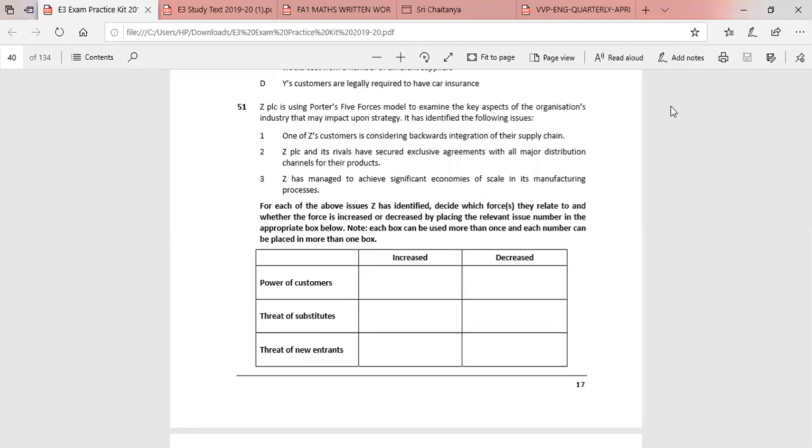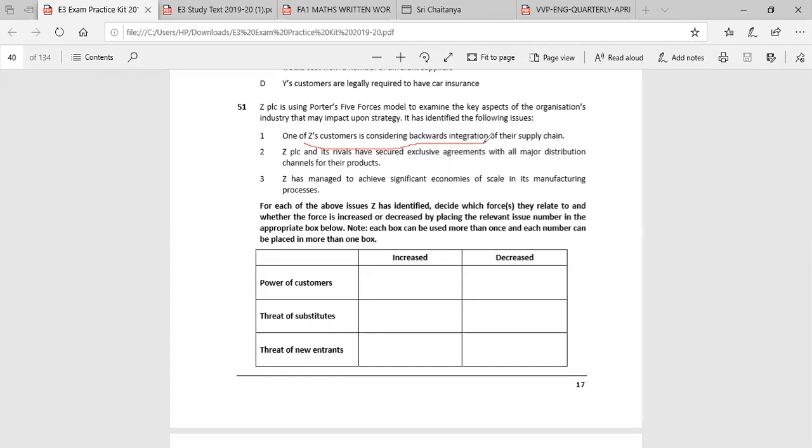What does it mean by backward integration? You there? What does it mean by backward integration? Is the business considering backward integration or the customer is considering backward integration? Who's considering backward integration? The customer is considering backward integration. So if they consider backward integration, the customer may not consider buying from ZPLC.